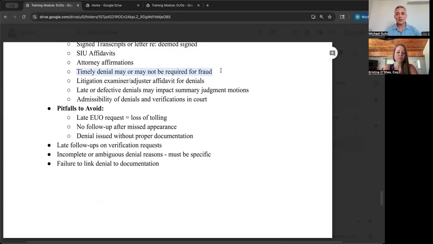Timely denials may or may not be required for fraud. For a staged accident, if an event did not occur, they don't require us to have a timely denial because there is no claim, because there was no accident. But to play it safe on any type of material misrepresentations or frauds, we would like to see those denials be timely.